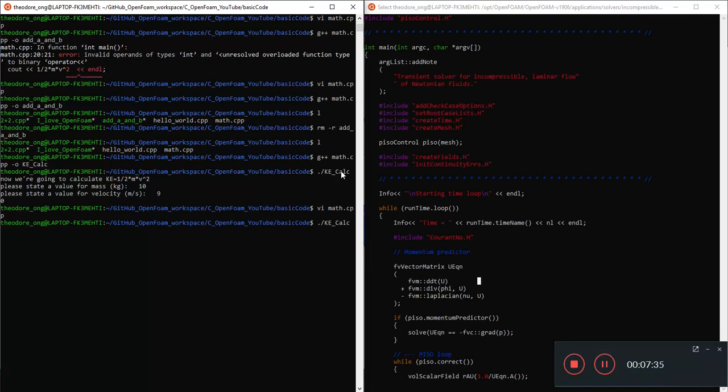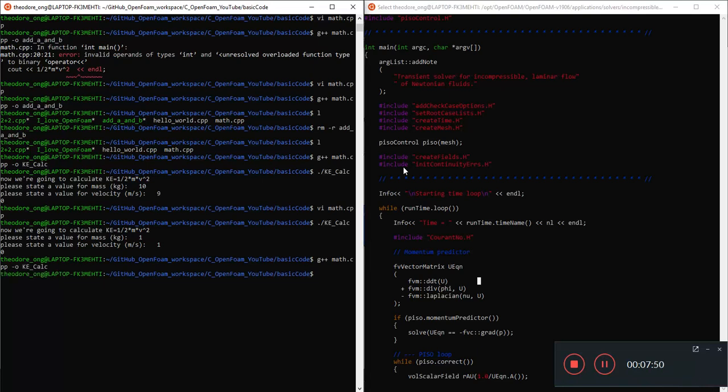Okay, so let's run, oops, we need to compile again. So let's compile again, g++ of math.c++ with the output of KE calc. Alright, and that's done. So let's run KE calculator, and let's run 10 and 9 meters per second, and you have the kinetic energy of 405.